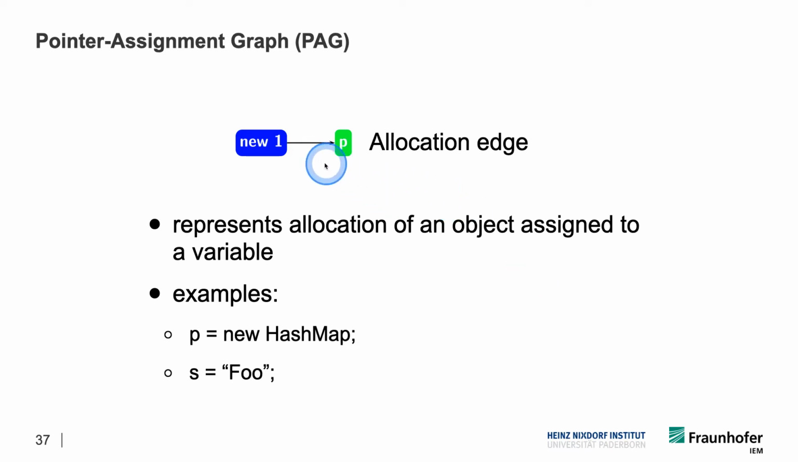So first of all, there are allocation edges, which represent just any object allocation that is being assigned to a variable. So for instance, when a new hash map is being created, or in the case also where some constant, in particular a string constant in Java, is being assigned to a string variable, this is also being represented by such an allocation edge in Spark. And so you have an allocation node here, you have the respective variable node there, and an edge in between them. Pretty simple.